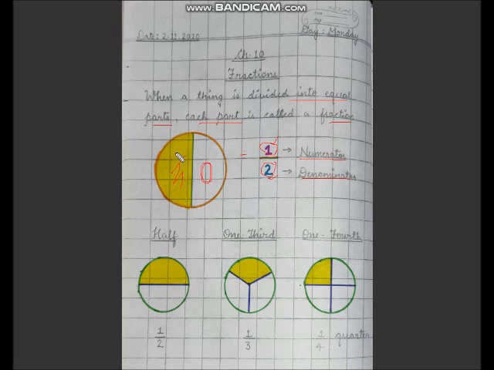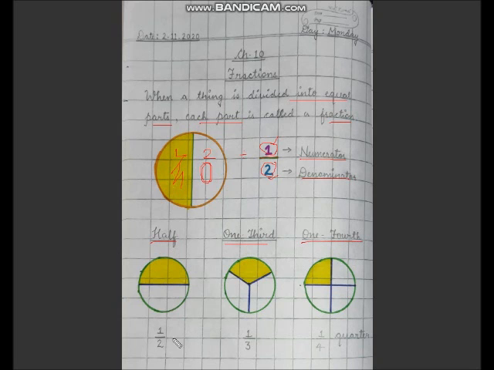Because the circle has two parts, one part and the second part. So there are two parts in total. We will write these two parts in the denominator. And how many parts are shaded? Only one. So we will write 1 in the numerator. Whatever parts are shaded, we will write that in the numerator, and total parts we will write in the denominator.